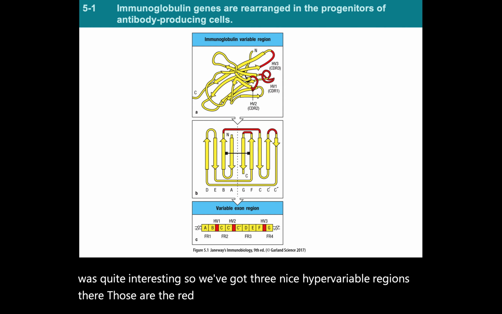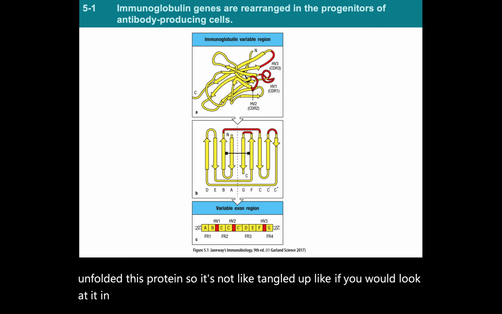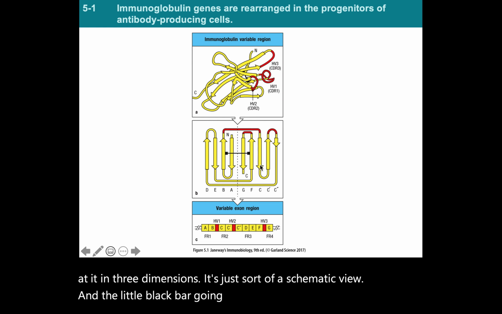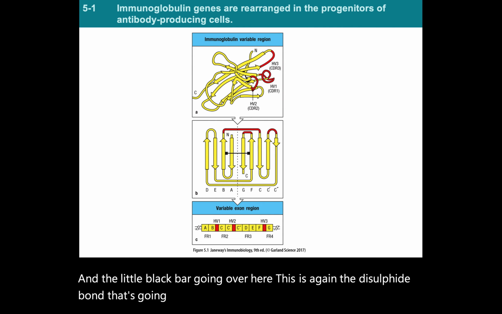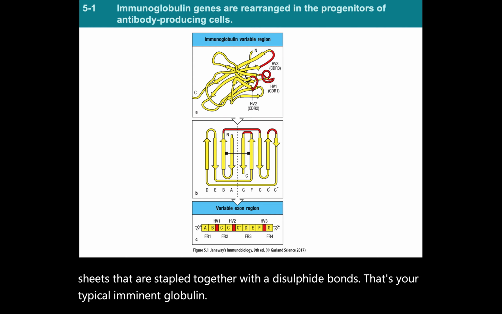And in panel B, we've just kind of unfolded this protein so it's not tangled up like if you would look at it in 3 dimensions, it's just sort of a schematic view. And the little black bar going over here, this is again the disulfide bond that's going to hold this together. So yeah, it's a couple of beta sheets that are stapled together with a disulfide bond. That's your typical immunoglobulin variable region fold.